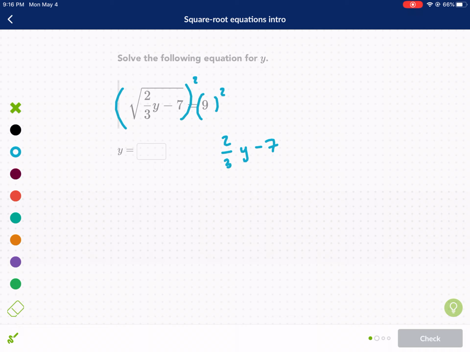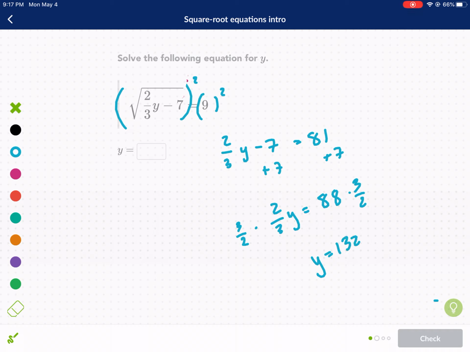A common mistake I see is people want to square these inside for some reason. No, you're squaring it and you're undoing the radical, so the radical goes away. So this is equal to 81. 9 squared equals 81. So we're going to add 7 to both sides. 2 over 3y equals 88. Now we need to multiply both sides by the reciprocal, 3 over 2. We get 44 times 3, because 88 divided by 2 is 44. That gives us 132. y equals 132.